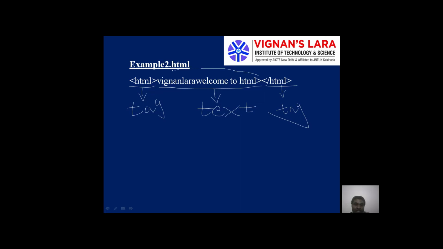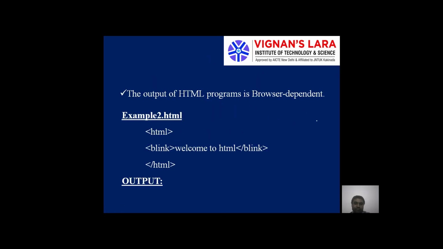So your output is the text from Vignan Lara to that right angular bracket. So your output is Vignan Lara welcome to HTML along with the right angular bracket. Everything is treated as text because you forgot to enclose Vignan Lara welcome to HTML with the left angular bracket. If you do not enclose with the left angular bracket, it is treated as text. It is not treated as a tag.